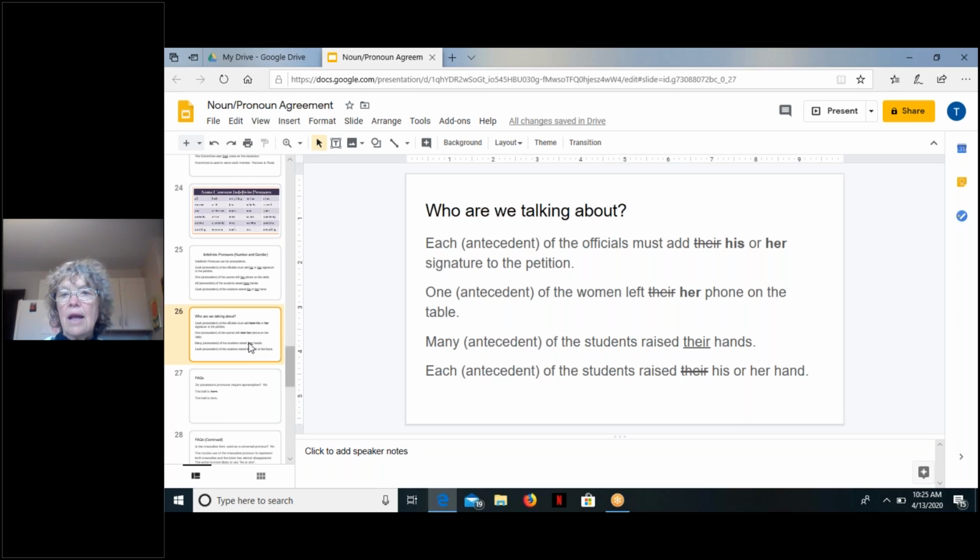One of the women left her phone on the table. One out of the group. Many of the students raised their hands. Now here's one where we had an auditorium full of students, and some of them raised their hands and some of them didn't. We're going to pick the plural pronoun to match "many," because in the context of this, we know that many hands went up, and we're referring to the many hands. But once again, each of the students, it's going to be his or her hand as singular.